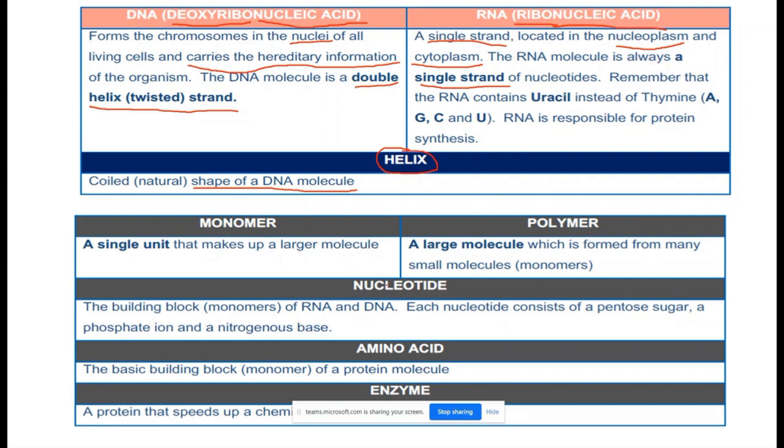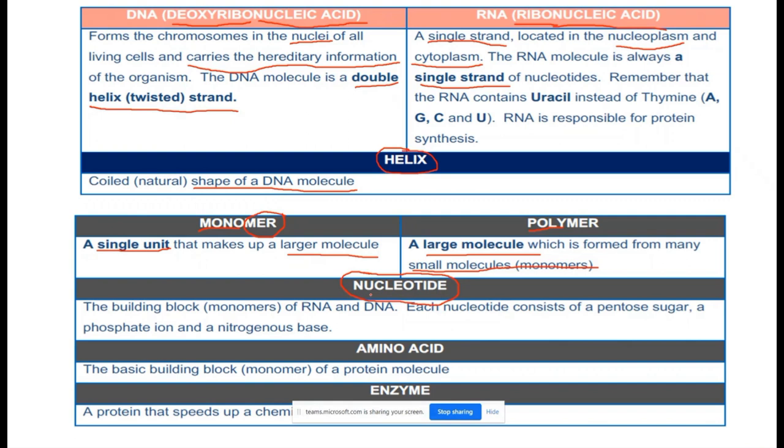Now you have noticed your teacher speaks of monomers and polymers. Remember, mono means one, means only one, okay? Poly means many. Mer means building block. So what is a monomer? It is a single building block, a single unit that makes up a larger molecule. It is just a generic term. Poly means it is a large molecule that is formed from monomers. And in grade 10, you did examples of polymers, your proteins, your nucleic acids, your carbohydrates, your fats are all polymers.